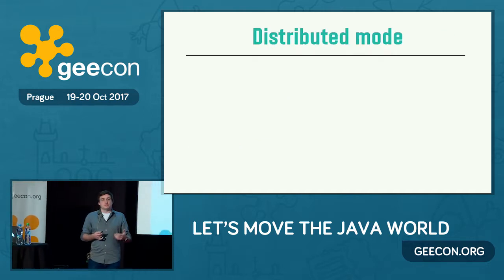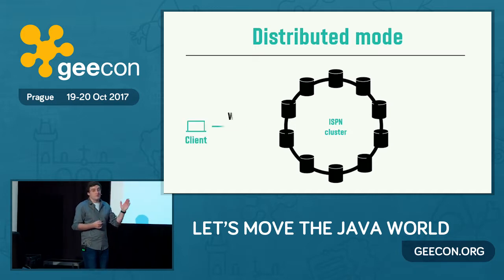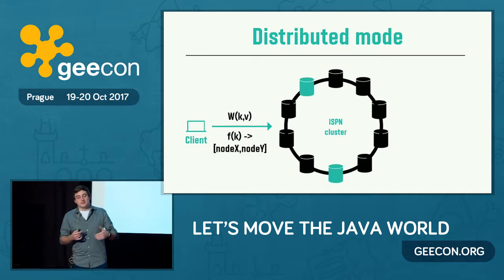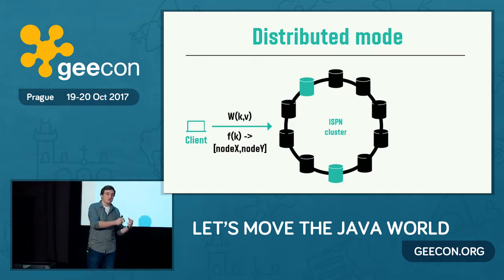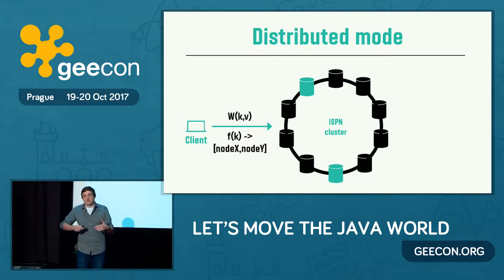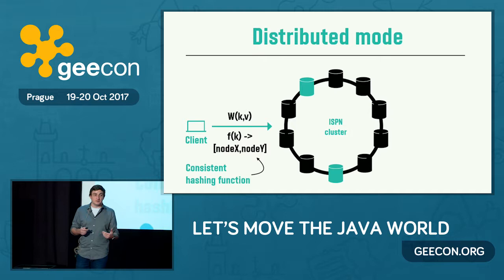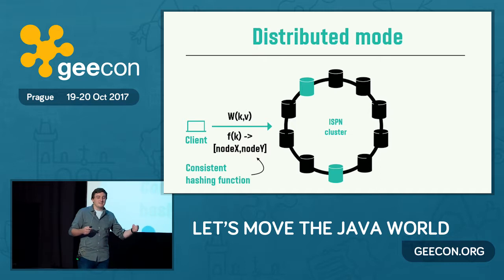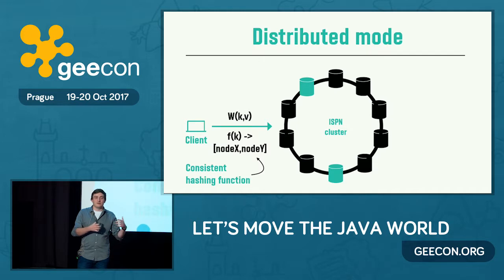In order to explain how distributed mode works, I need an Infinispan cluster and a client that wants to write some operation to that cluster. During that write operation, the Infinispan will try to run a function on the key that you want to store into Infinispan, and the result of that function are the primary and secondary owner of the data. This function is called the consistent hashing function. The value along with the key is then only stored on those green nodes, which have been selected by the consistent hashing function.